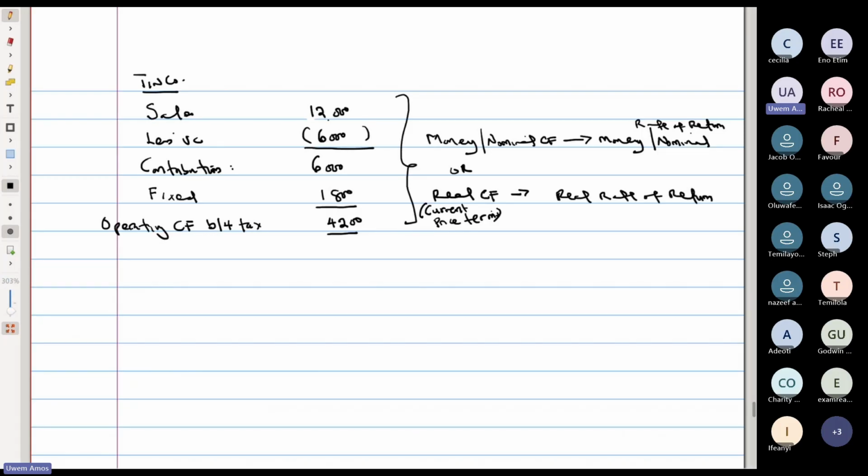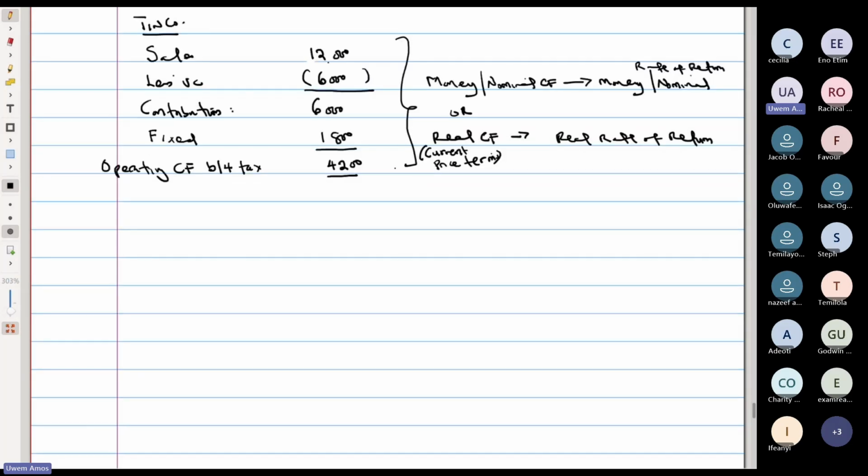Now, if the question is silent, just assume that you are not making any adjustment. You're just computing it as it's meant to be. By silent, I mean the question doesn't tell you if the cash flow is money or nominal, and doesn't tell you if the rate of return is real or nominal. So we would generally assume that the right rate of return is given.